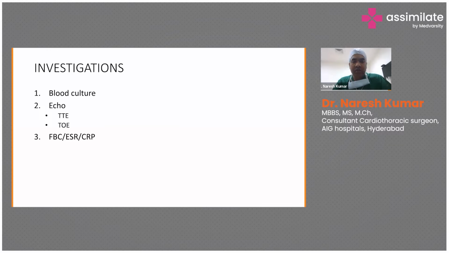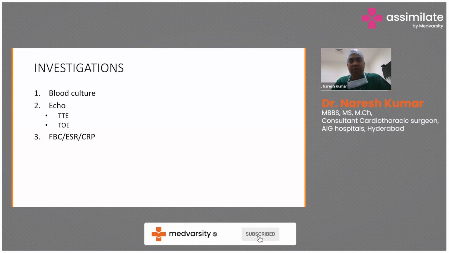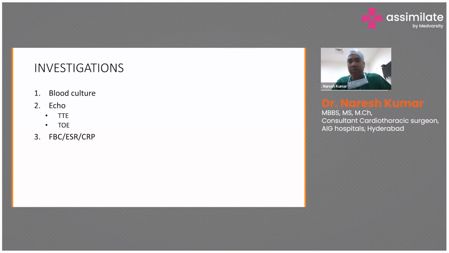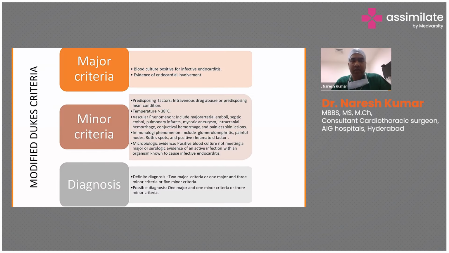For the blood culture we should take at least 3 sets, at the peak of the temperature and at least 6 hours apart, to look for any positive blood culture or growth of organisms. And we diagnose using the modified Duke's criteria for infective endocarditis, which involves major and minor criteria. Major criteria include blood culture positive for infective endocarditis and evidence of endocardial involvement, which is confirmed with 2D echo.